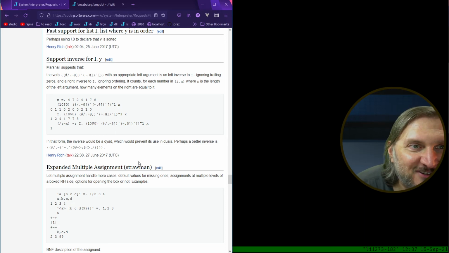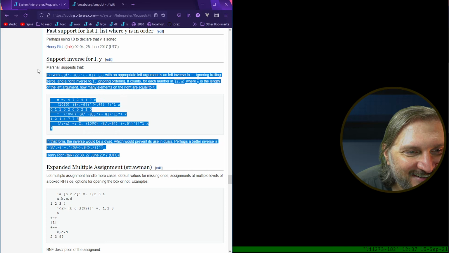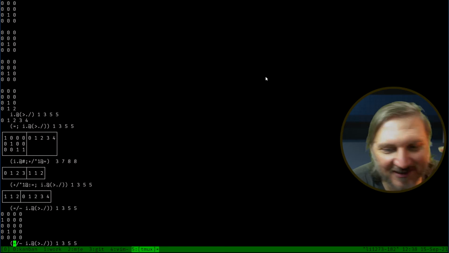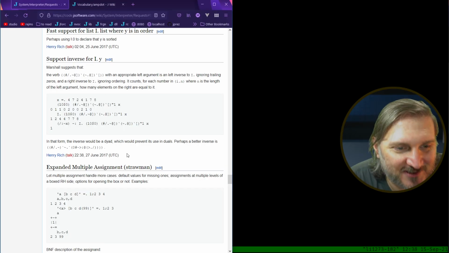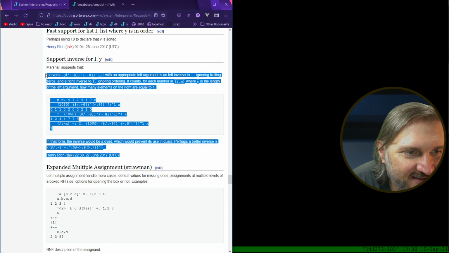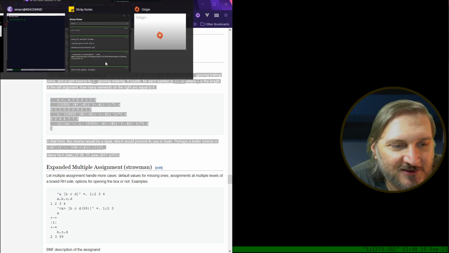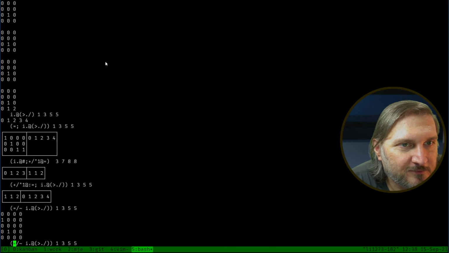I guess I'm not the right person to be given these explanations. I could try and struggle for another hour and try to implement this, but I just want to get this done. Anyway, it would be nice to have an inverse for I dot.